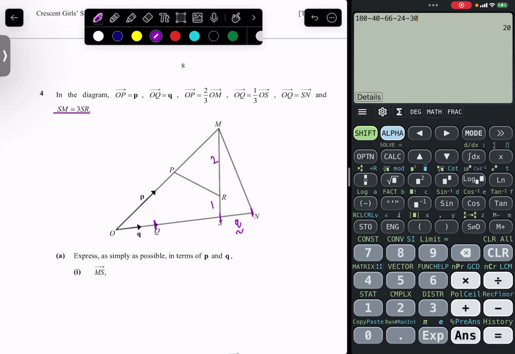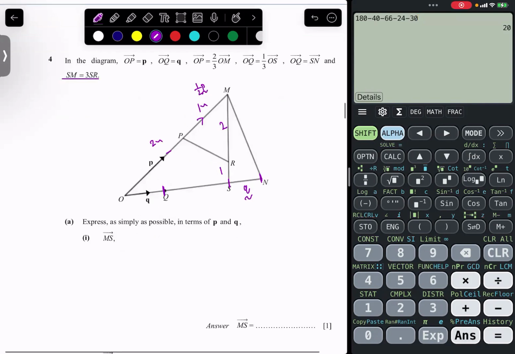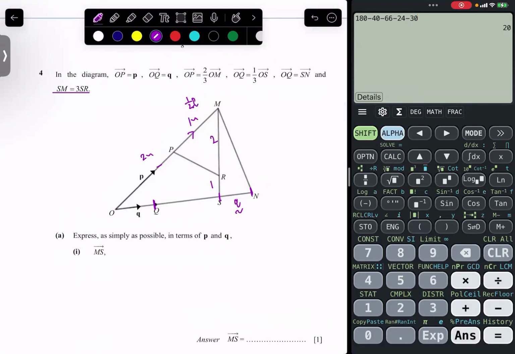OP equals 2/3 OM. So that means this is 2 units, this is 1 unit as well. Now if OP equals P, that means this is half P, in this direction. Now, QS equals OQ equals 1/3 OS. So that means this is 1 unit, this is 2 units.